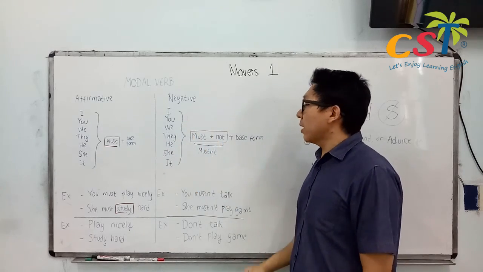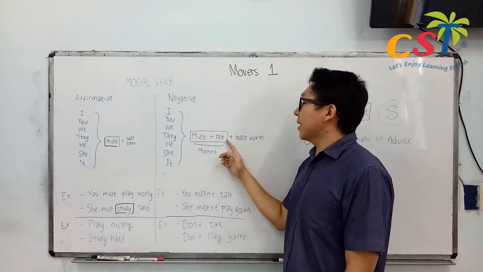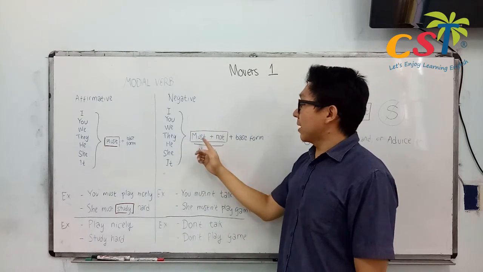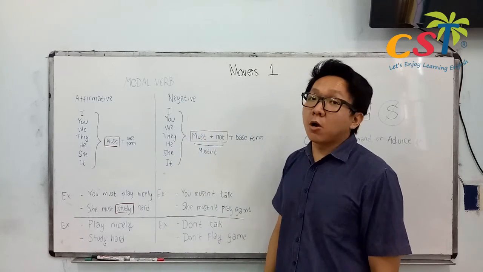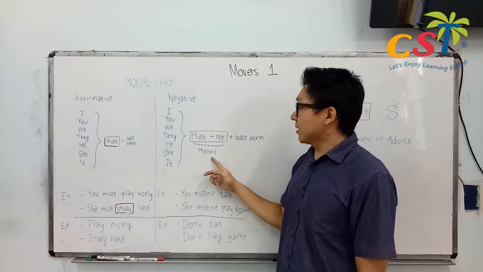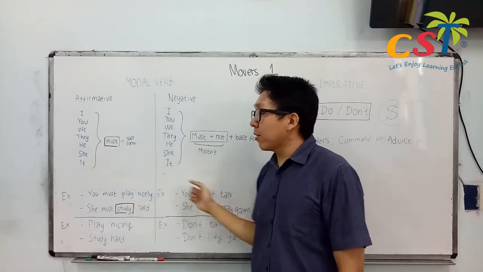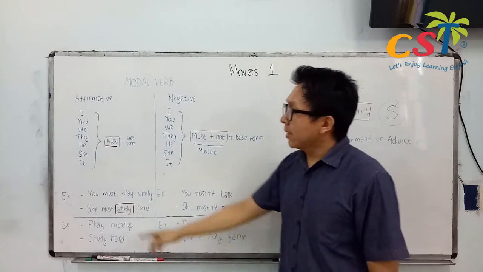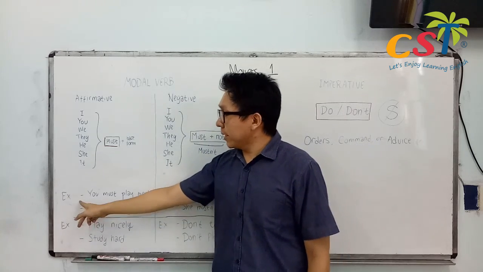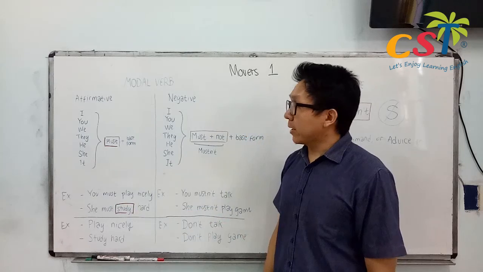It's basically similar, except after the word must, you have to add the word not. So it sounds must not. Or you can make it short by using the contractions and then say mustn't. Okay? So that's basically the pattern. Now let's move on to the example. Example number one. We have here, you must play nicely.